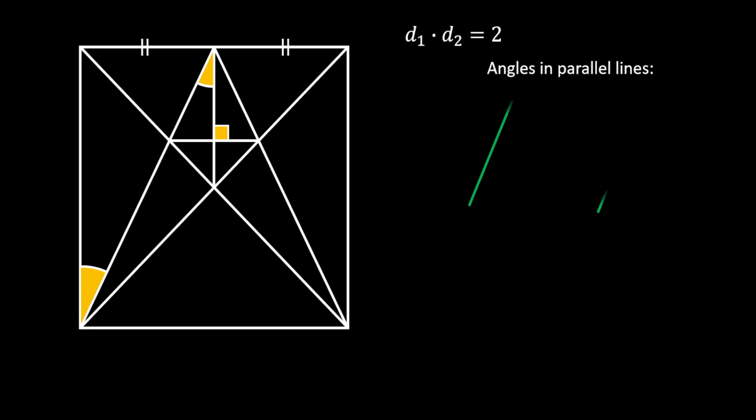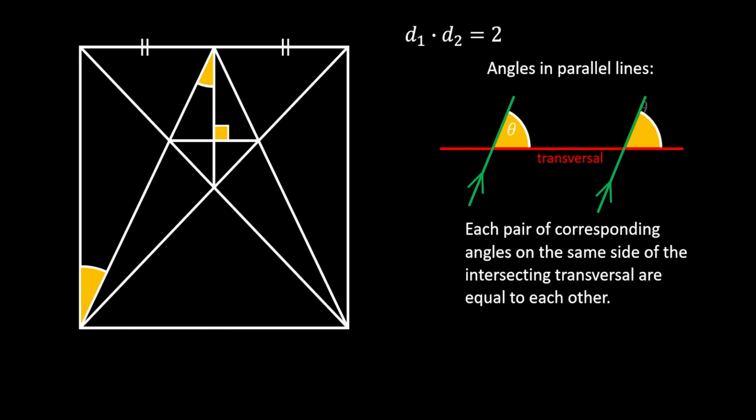This theorem states that if we have two parallel lines and we pull a line through those lines, which is called a transversal, then each pair of corresponding angles on the same side of the intersecting transversal are equal to each other. So if you take a look at the sketch on the left, you can see that we have two vertical lines, so those lines are parallel, and we have this red transversal line. With this in mind, we can conclude that those two acute angles must be identical.